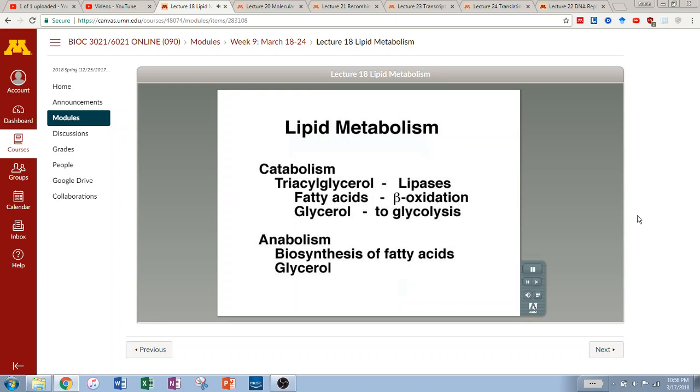On the anabolism side, lipid biosynthesis occurs when there's excess energy. The fatty acids can be synthesized from acetyl-CoA, and glycerol can be produced from glycolysis intermediates. The two components can be combined in ATP-dependent reactions to form triacylglycerols.